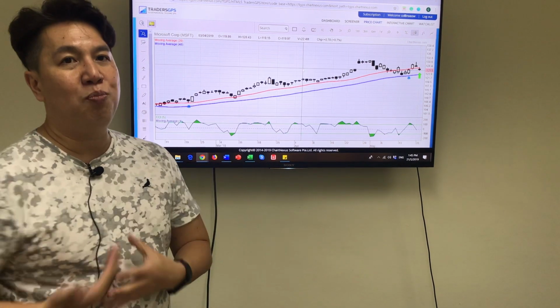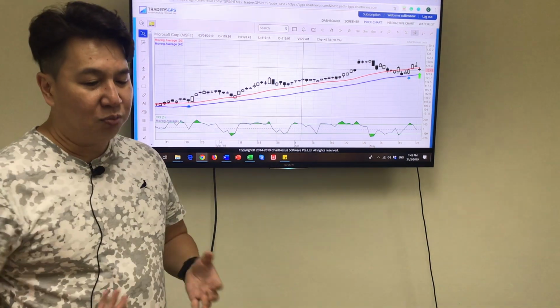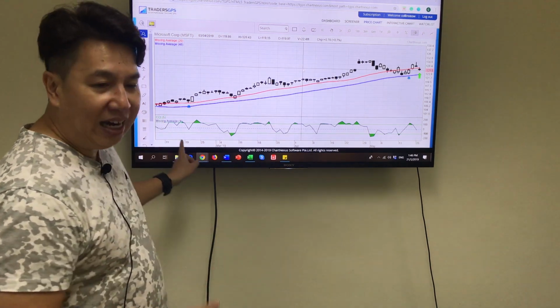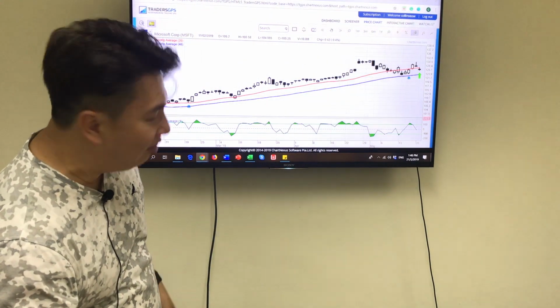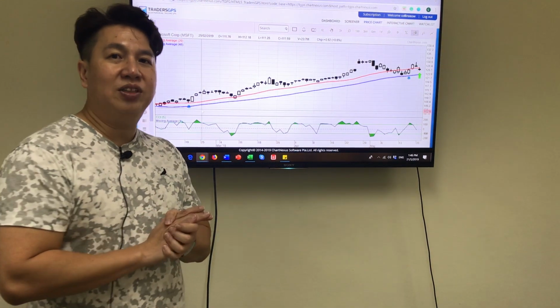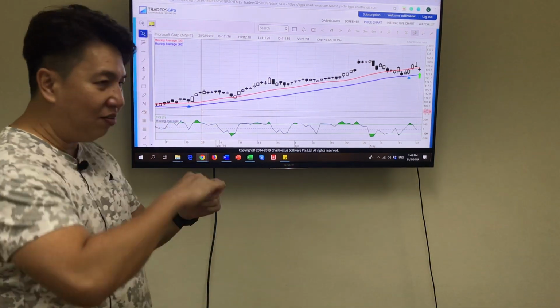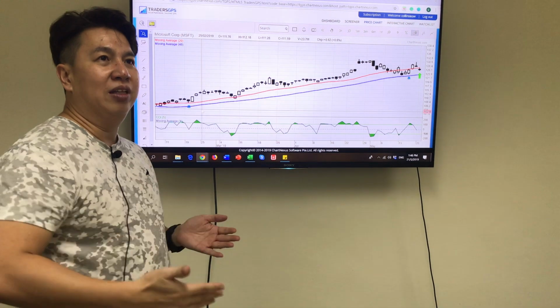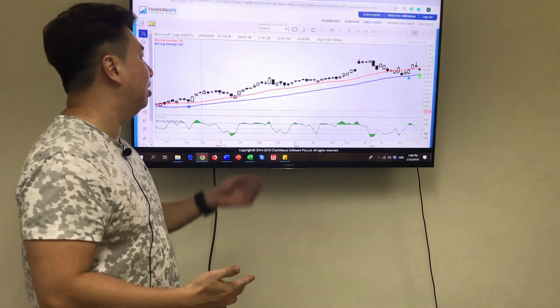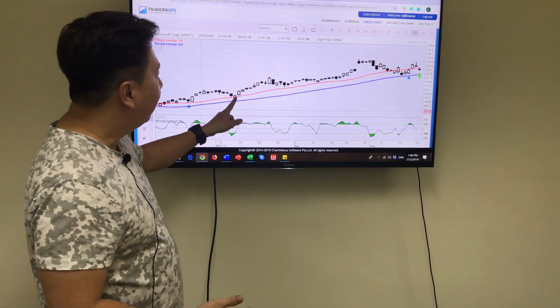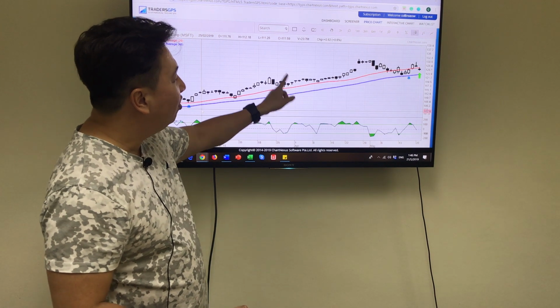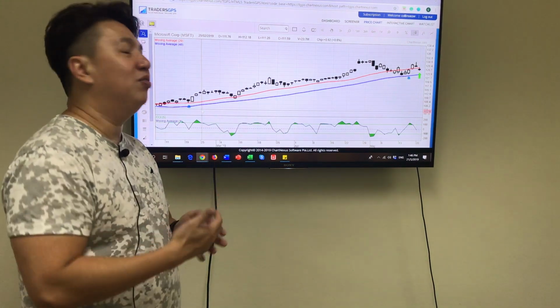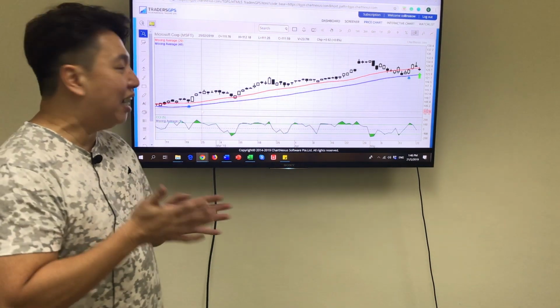Number three, you want to wait for a pullback. So how do you see a pullback? What we use is the CCI. In this case, we are using CCI 5. The normal setting for CCI is 20, so we change it to 5. In the normal market, the market moves in a rhythm of 5, so it's about a 5 days pullback, and then another 5 days pullback. So there's a rhythm of 5. So what you use is a CCI 5.